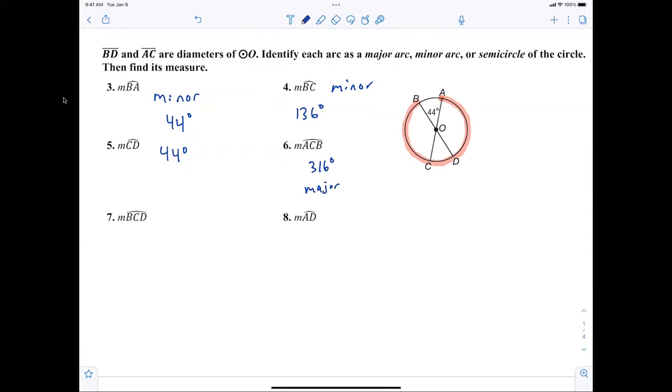All right, now let's see if I can do the next one. Well, BCD is kind of obvious because they tell you that BD is a diameter. So BCD is 180 degrees, and we call it a semicircle. All right, and then let's do AD. AD is going to be minor, and it's 136 degrees. I told you, simple, simple, simple.